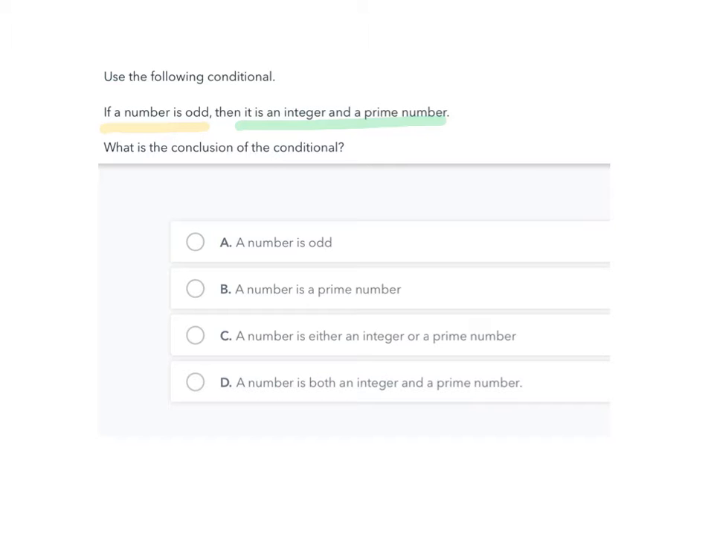So the question says, what is the conclusion of the conditional? I highlighted that in green because it should be the green part that I've underlined. So it is definitely not a number is odd, because we already know that is the hypothesis of the statement. Can't be that one. A number is prime is part of it, but it's not the whole thing. A number is either an integer or a prime number, and mine says and, so I can't use that one. So it's got to be D. A number is both an integer and a prime number.